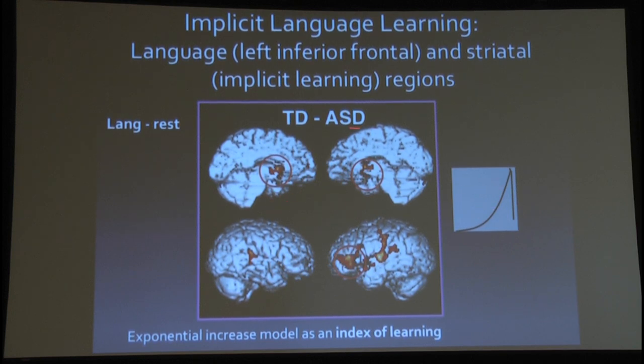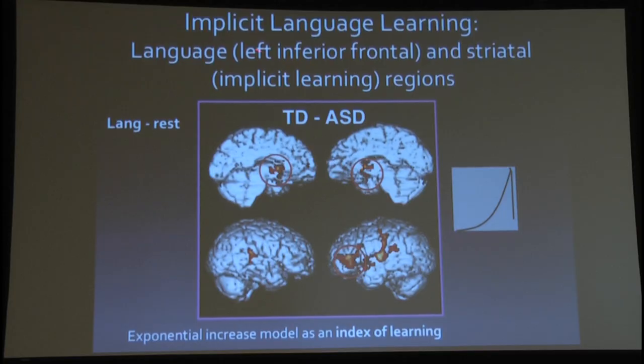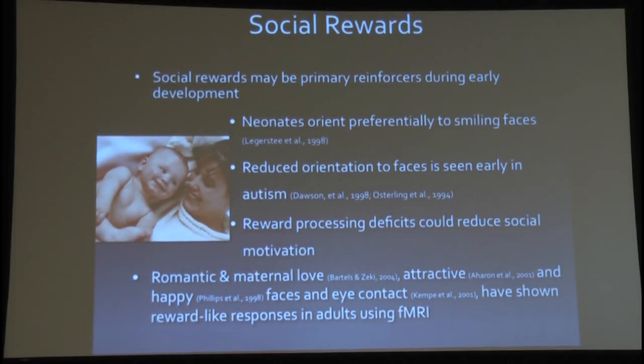This picture shows the difference between typically developing and ASD children. What we're saying is that the typically developing kids show much more activity in the frontal lobe, the temporal lobe, and in the striatum during this learning process. And as these sounds are repeated, the activity gets greater and greater and greater. So the brain is learning a language, even though the kids don't know that they're learning a language. But this is not happening in the children with autism. So they're not having this implicit learning system going on. So you're going to hear me talk about implicit a lot.